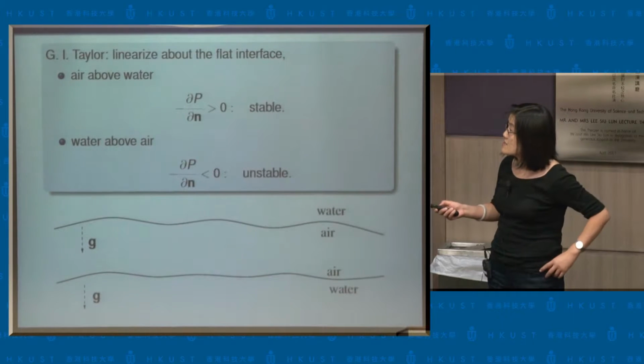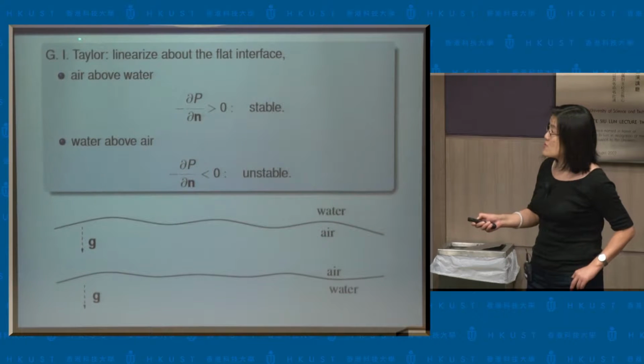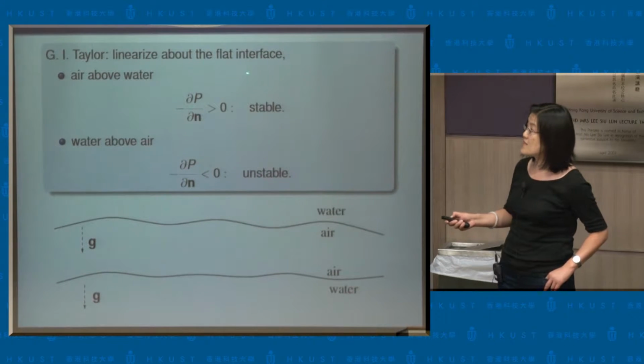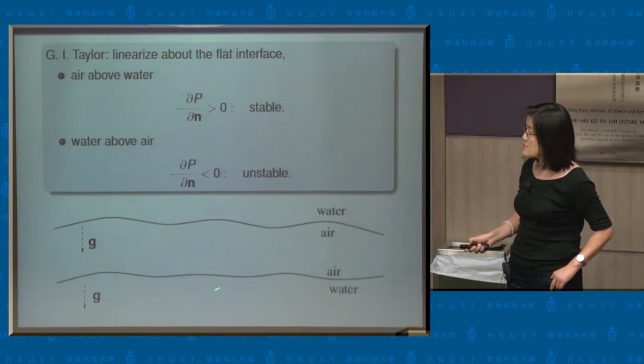So the so-called Taylor sign condition was first introduced by G.I. Taylor in 1949, and he basically obtained it by calculating the two situations.